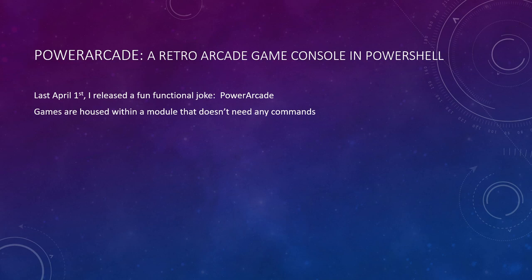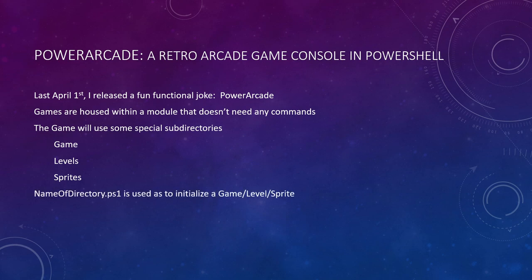Games are housed within a given module, and that module doesn't need any given commands. The game will use some special subdirectories. Game, levels, and sprites. Game defines the game logic. Levels will define logic within a specific level, and will inherit some of the game state as well. And sprites are things that move about the screen. The name of directory.ps1 is used to initialize games, levels, or sprites. So if I have a level called 1, then 1.ps1 is run when level 1 is loaded.